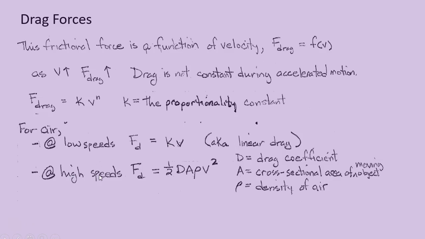However, if the object is falling through the air at high speeds, we notice that the relationship between velocity and drag force changes. We still have a proportionality constant that is based on the drag coefficient that has to do with the shape of the object, capital A, which is the cross-sectional area of the moving object, and rho, which is the density of the fluid, in this case the density of air. So the velocity term, though, at high speeds is not linear, it's quadratic. This means that at high speeds, the drag force increases at an even greater rate as the object gets faster.